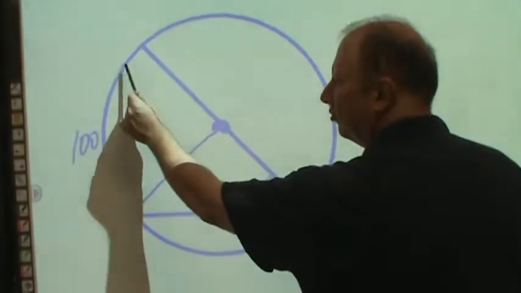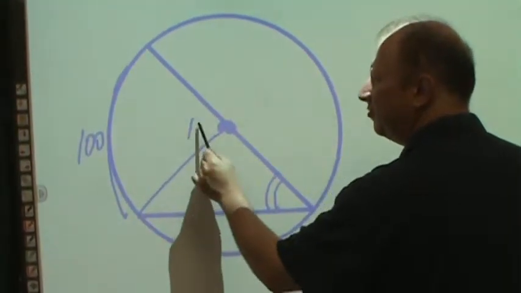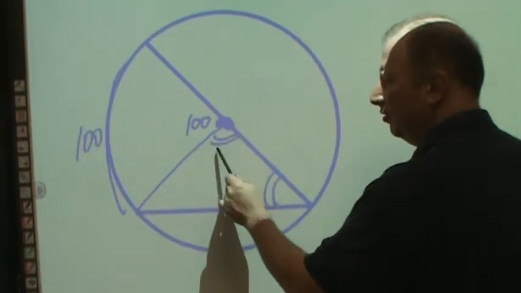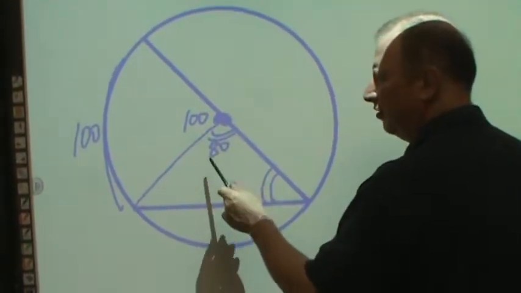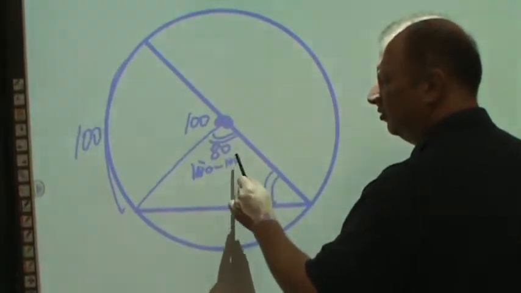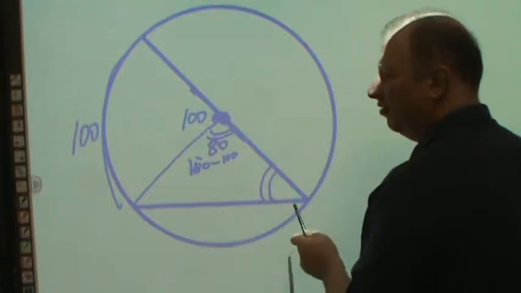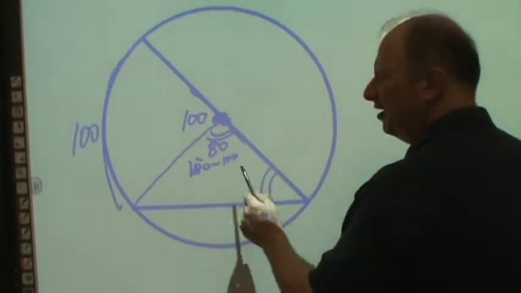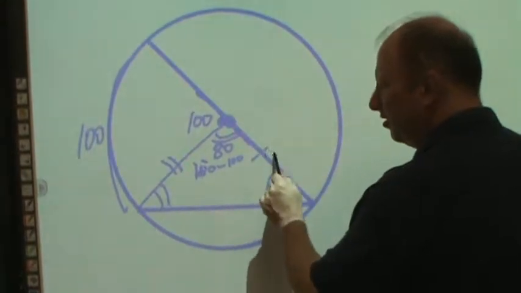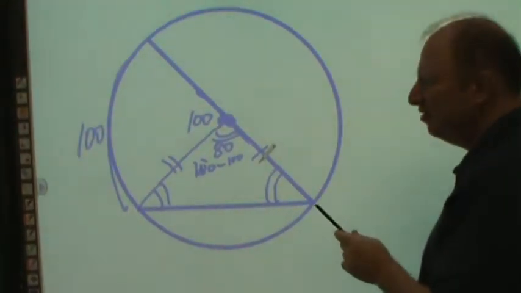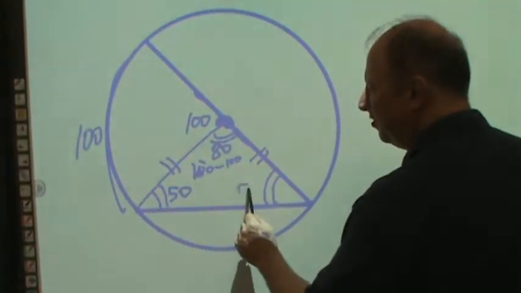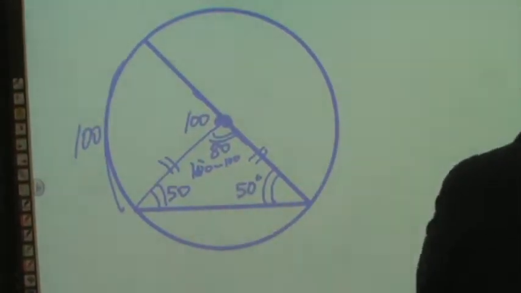Well, if this is 100 degrees right here, then this too is 100 degrees. And if that's 100 degrees, this is 80 degrees, 180 minus 100, because supplementary angles. Well, if this is 80 degrees and these two angles are equal because we created an isosceles triangle, then this angle has to be 50 and this angle has to be 50 degrees.